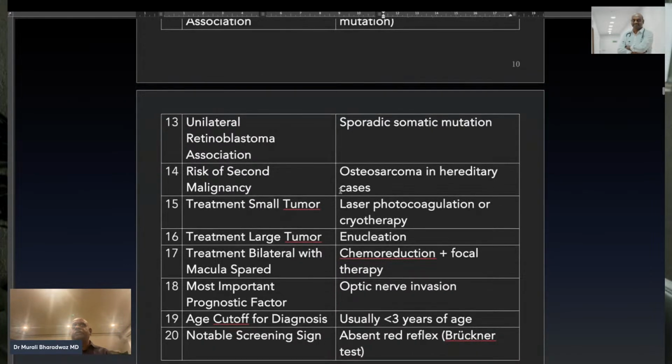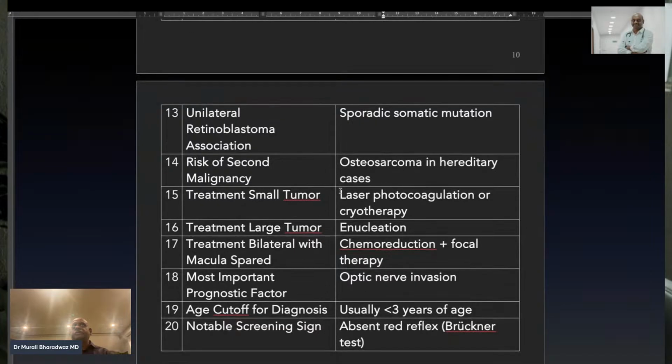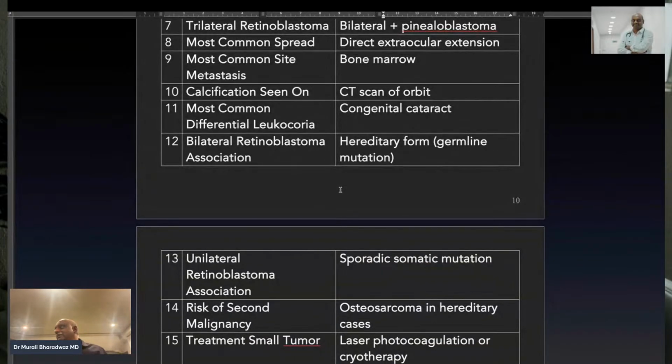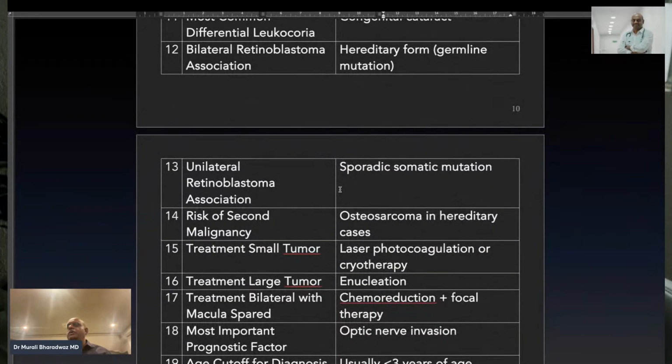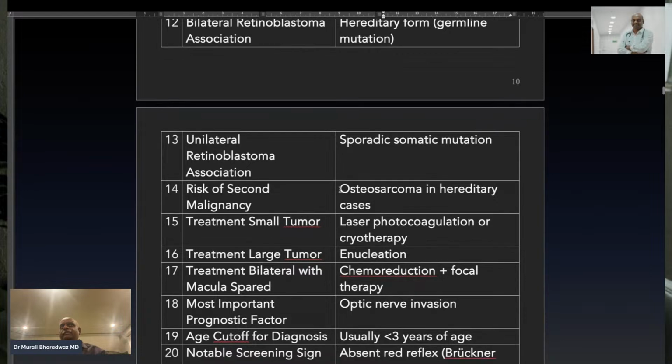Whenever there is a sporadic somatic mutation of the 13th chromosome, you get unilateral disease. Whenever it is a germline mutation, then it is bilateral. Somatic means nothing is there at birth, and the mutation happens later. While if you are born with the germline mutation, that is bilateral.